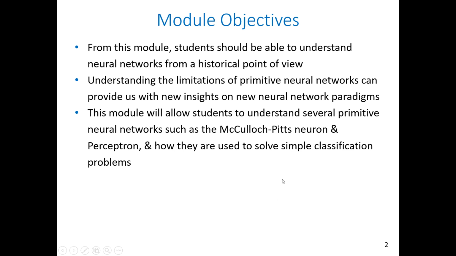From this module, you should be able to understand neural networks from a historical point of view, understand the limitations of primitive neural networks, that it can provide us with new insights on new neural network paradigms. This module will allow you to understand several primitive neural networks such as the McCulloch Pitts Neuron and Perceptron and how they are used to solve simple classification problems.